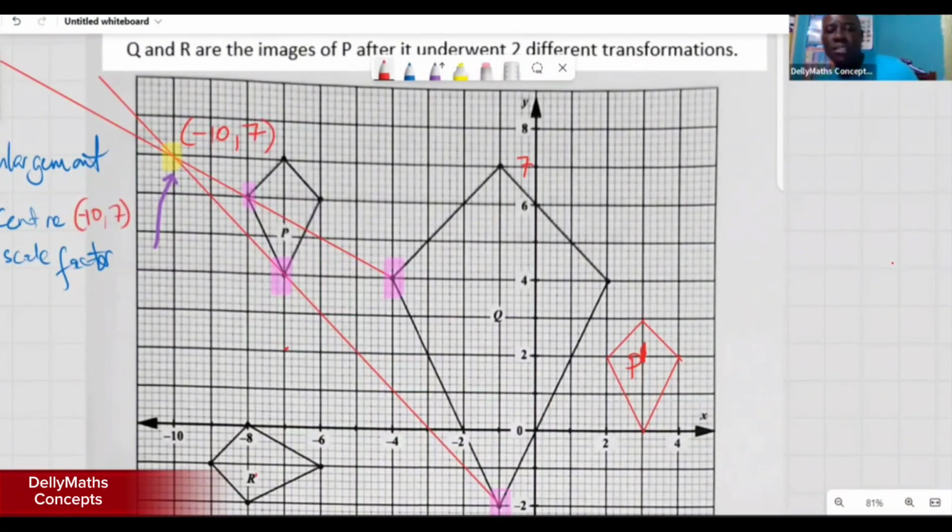-10, 7 is the center. All right. Now, another thing that we want to do is to find the scale factor. To find the scale factor, you can look at any two corresponding sides from the image and the object.